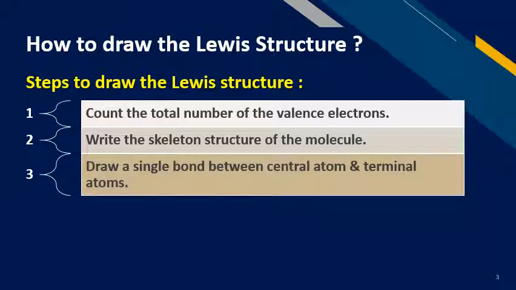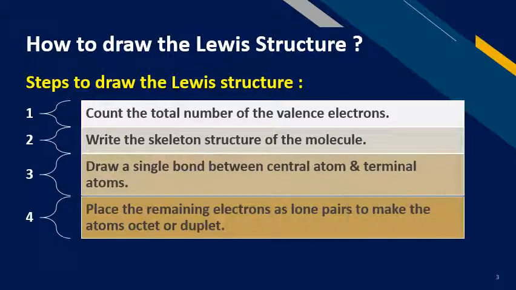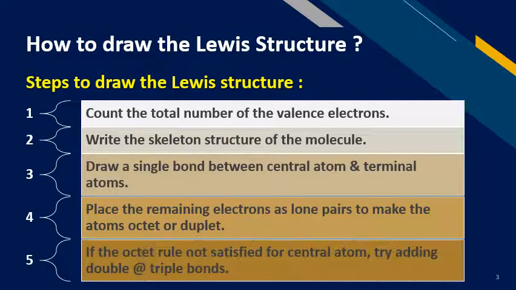Next, we need to draw the single bond between the central atom and the terminal atoms. And then, place the remaining electrons as lone pairs to make the atoms octet or duplet. Finally, if the octet rule is not satisfied for the central atom, try adding double or triple bonds.